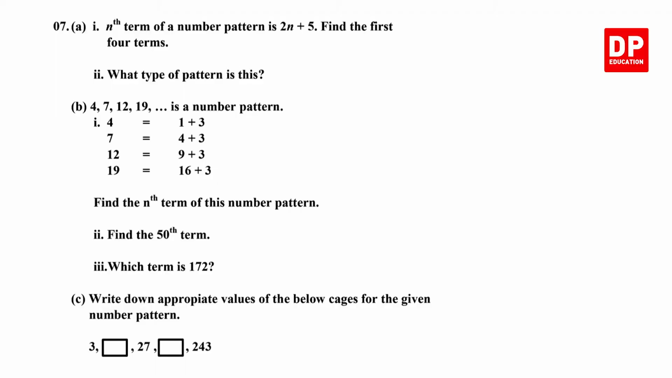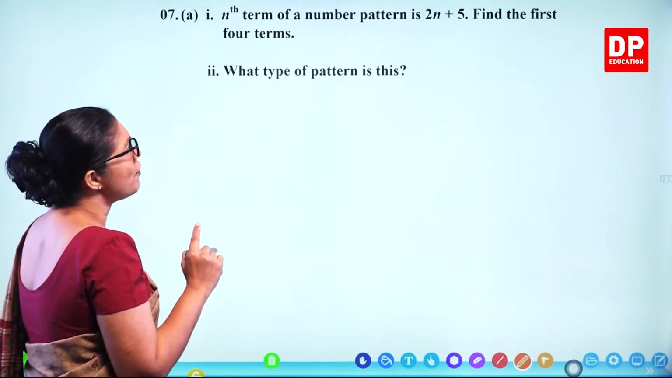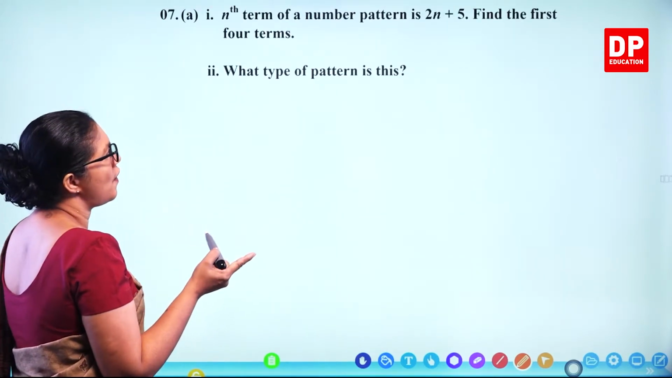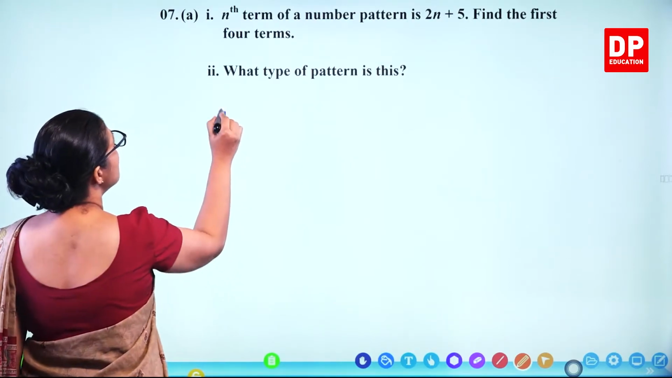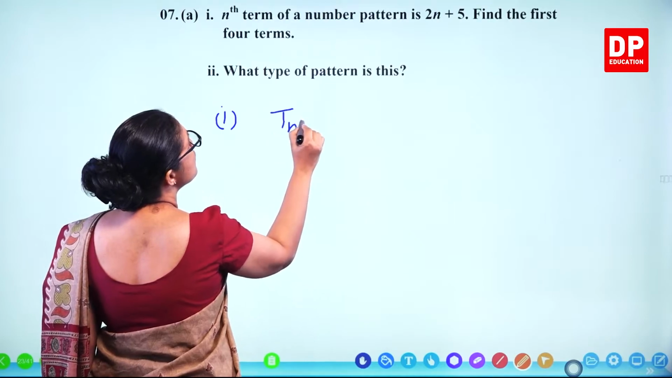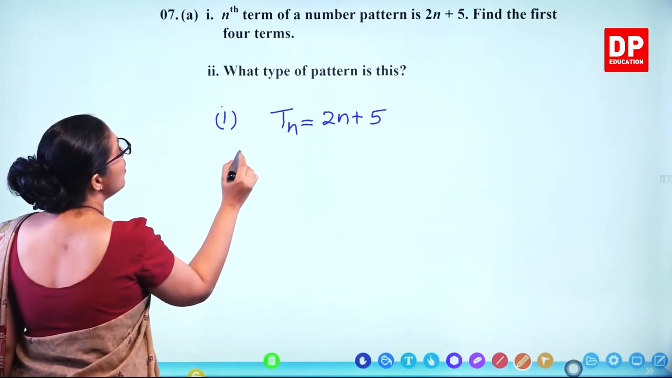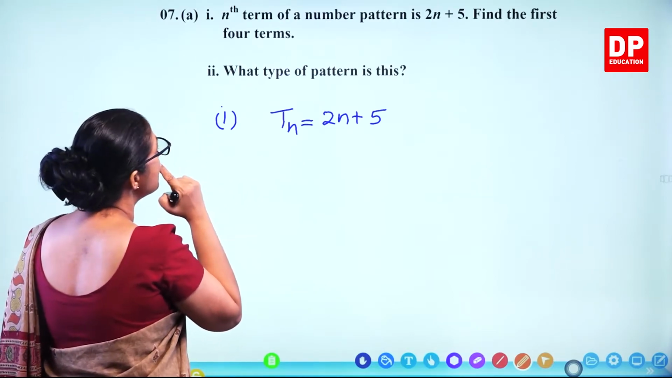Let's take question number 7. It's about progression, arithmetic and geometric. The nth term of a number pattern is 2n plus 5. Find the first 4 terms. So how do you find out the first 4 terms? You can substitute n equals 1, n equals 2, n equals 3 and n equals 4.